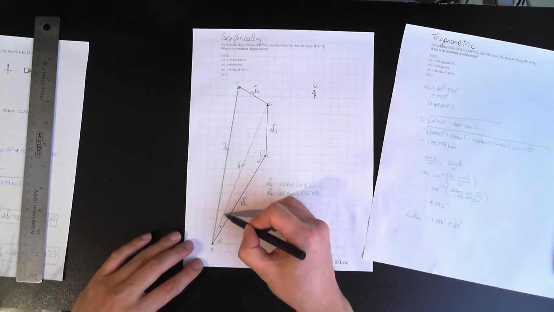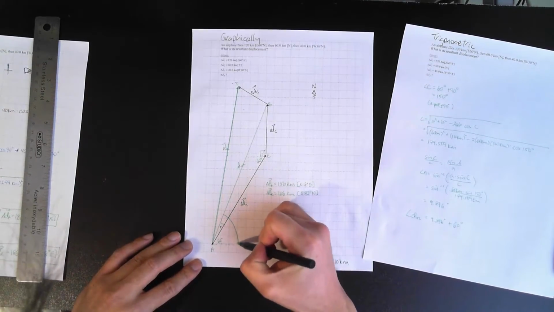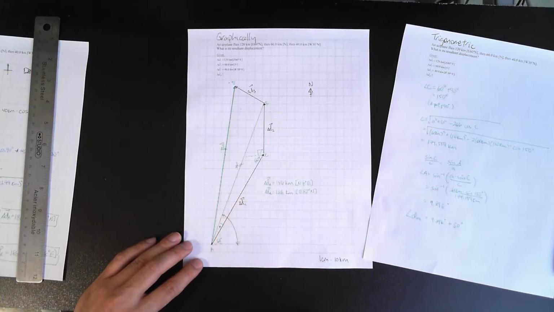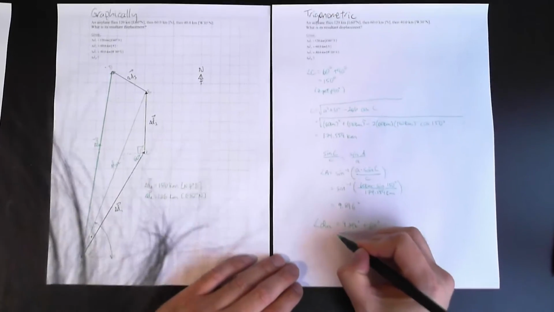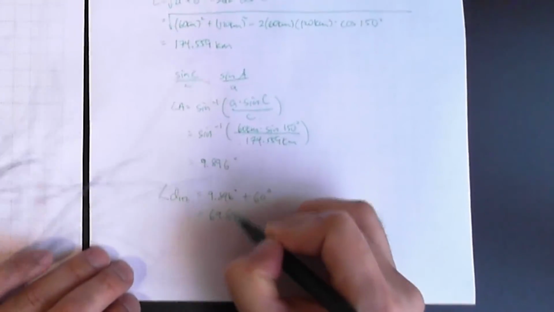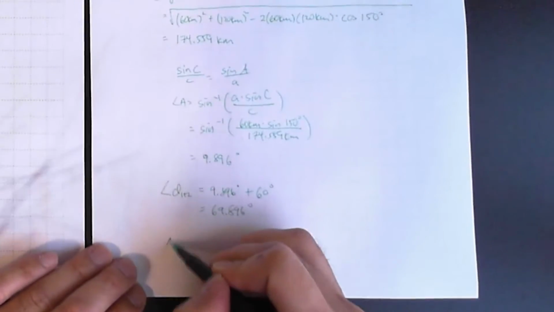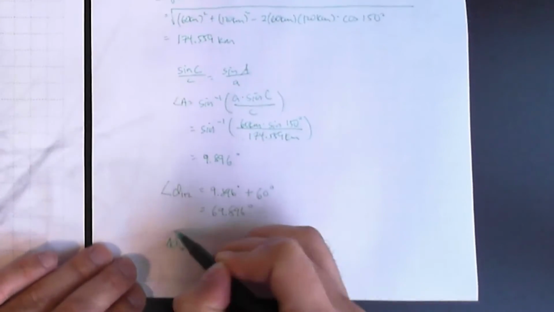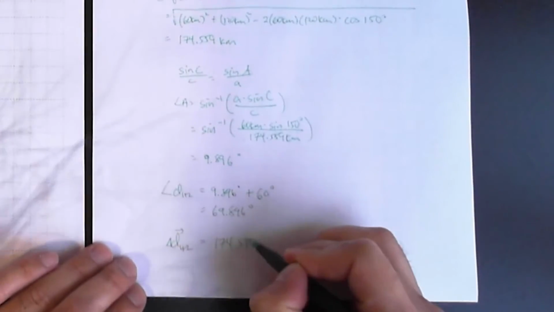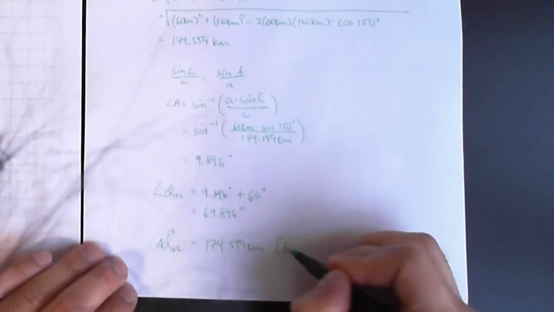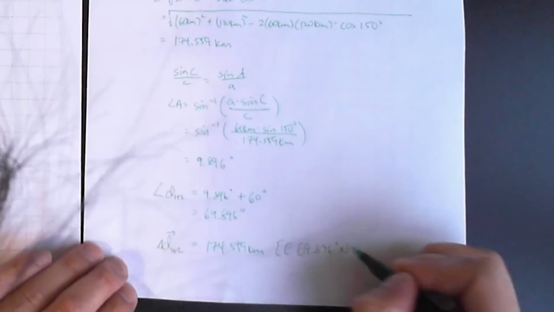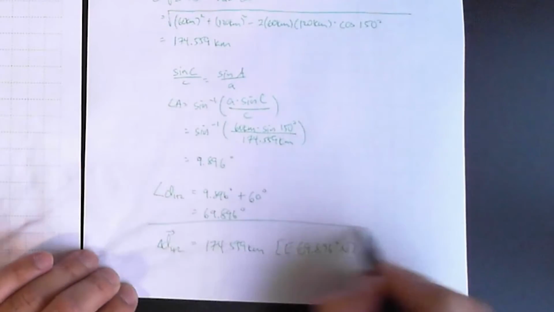Again, we're trying to solve for this entire span from down here all the way up there. So we got to solve for angle A, and we need to add 60 degrees to it. And this will give us a grand total of 69.896 degrees. So therefore our D12 as a vector is equal to 174.559 kilometers east, 69.896 degrees towards the north.